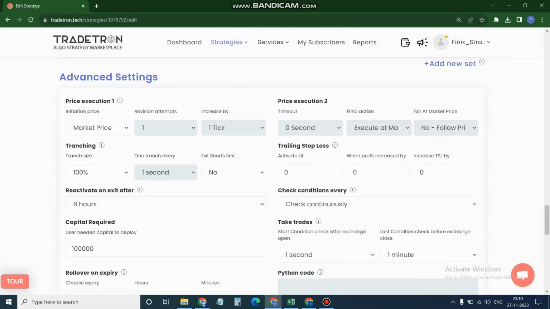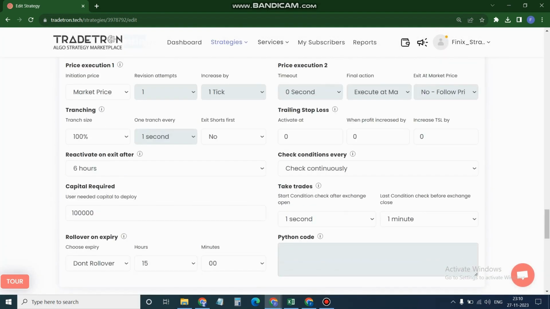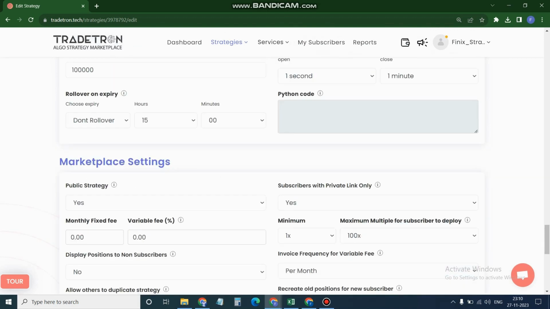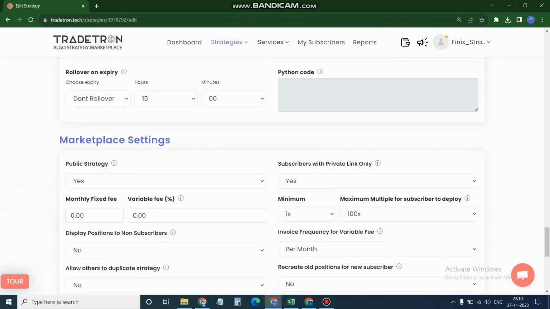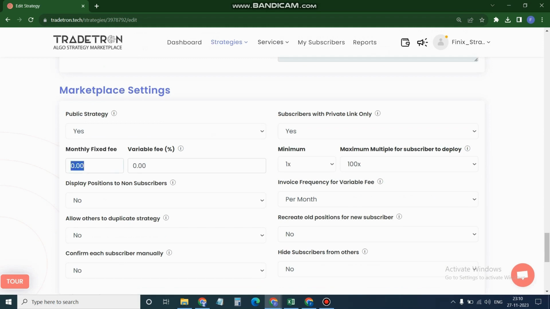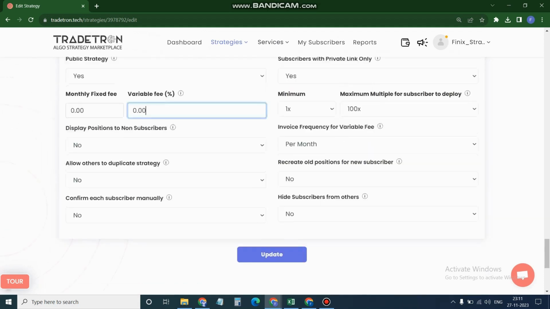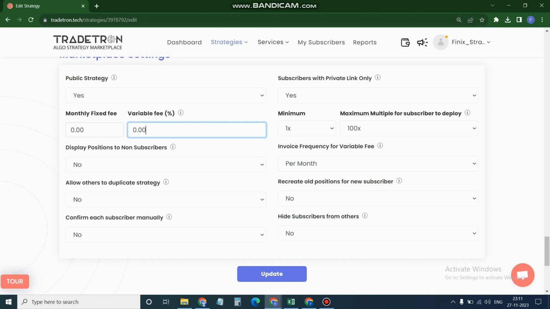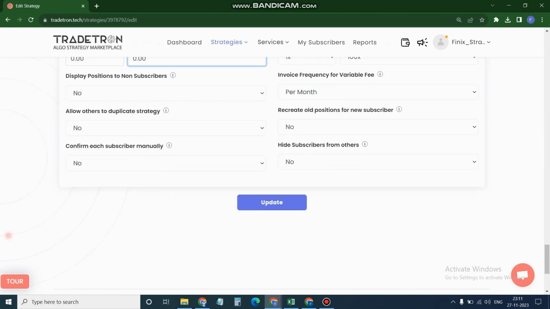Then advanced settings, there are not many changes needed for this. And capital required is 1 lakh. The monthly fixed fee is 0 rupees, I have said this because I created it myself. If you want the strategy, I will give it through your link only, by creating a free Tradetron account, then we can implement this strategy. It will cost me 300 rupees per month for the automated execution, like buy and sell. There are no other fees for this.